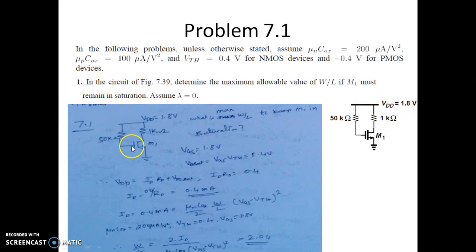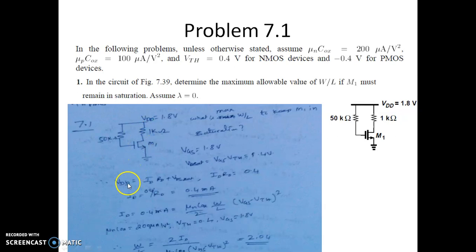Since the gate is tied to VDD here and there is no drop across this 50 kilo ohm resistance, the entire 1.8 volts will appear here. So VGS happens to be 1.8. VDS sat is given by VGS minus VTH, which is 1.8 minus 0.4, that is 1.4 volt. For the MOSFET to remain in saturation, the VDS of M1 should be at least equal to 1.4 volt. Since we know VDS sat, we can find the ID that should flow so as to keep this MOSFET in saturation.